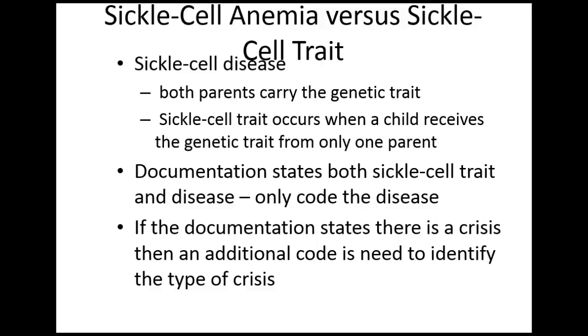When a medical record contains both the terms sickle cell trait and sickle cell disease, assign only the code for sickle cell disease. Code 282.62, HBSS disease with crisis, is assigned when the vaso-occlusive crises or other crises are present.